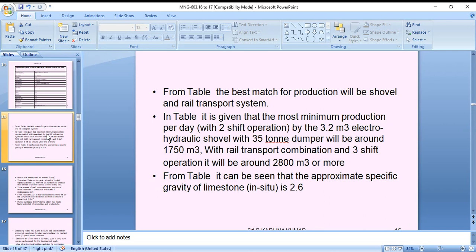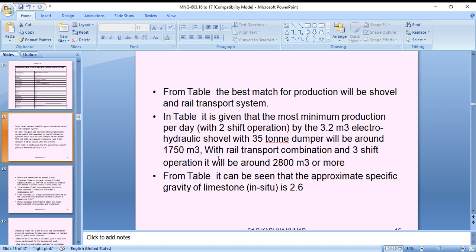A table is given with the minimum production per day with two shift operation by the 3.2 meter cube electro hydraulic shovel with the 35 ton dumper, which will be around 1750 meter cube. With the rail transport combination, three shift operation will be around 2004. See that the approximate specific gravity of limestone is 2.6. So in the above table, we apply it to see which category our limestone mine comes under.